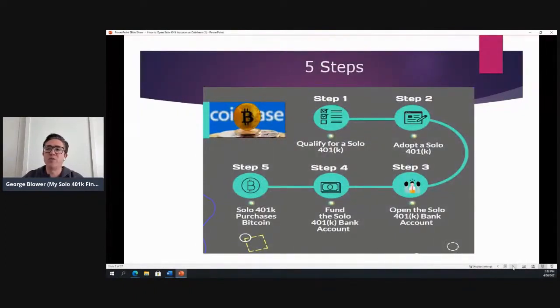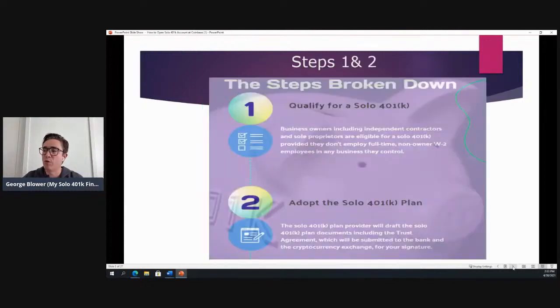In terms of the steps, this slide gives a nice visual of the steps. Step one would be qualifying for a solo 401k, and we'll go through these steps in a little bit more detail in the following slides. Then adopting a solo 401k, opening a bank account for your solo 401k, and funding that account, which you can do by transferring money from a pre-existing retirement account like a former employer plan or non-Roth IRA. You could also make contributions to the plan based on your self-employment income. And then finally, step 5, purchasing Bitcoin inside of your solo 401k or other cryptocurrencies.